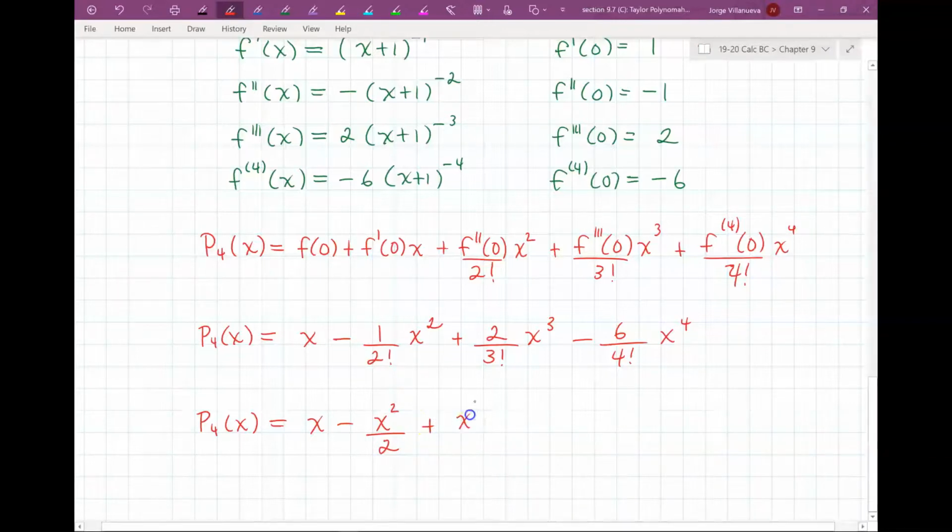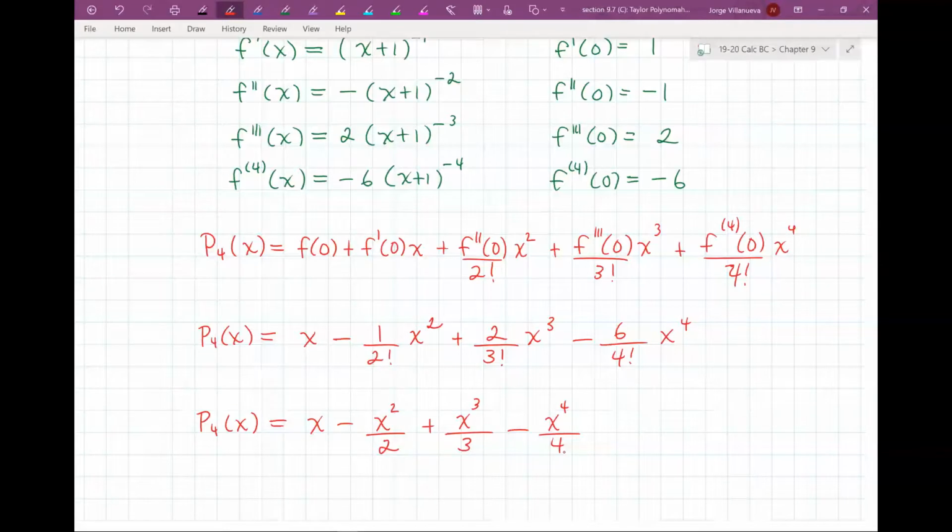So x cubed over 3 minus, and then for my 4 factorial, that's 4 times 3 times 2 times 1. Now notice 3 times 2, that's 6. That's going to cancel with the 6 up on top. So this will be x to the 4th over 4. So are we okay with that?